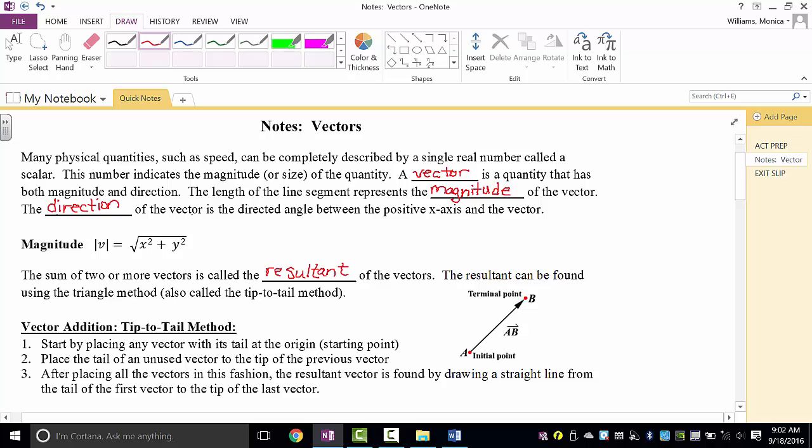Go back to the definition. The direction of the vector is the directed angle between the positive x-axis and the vector. So we need to go back and visit that.